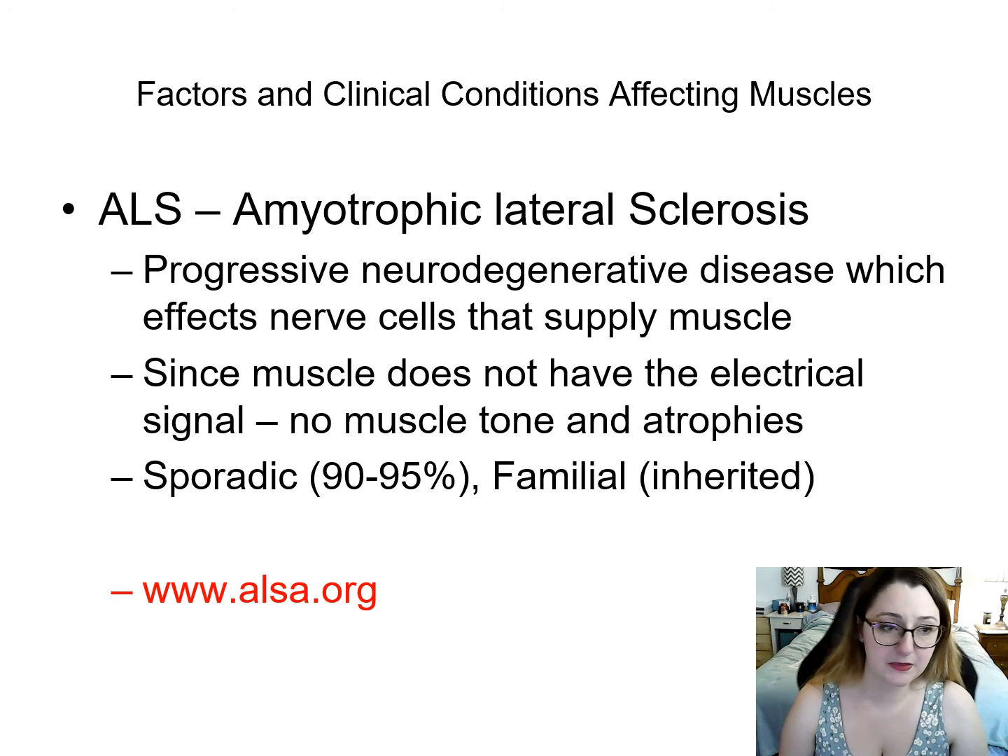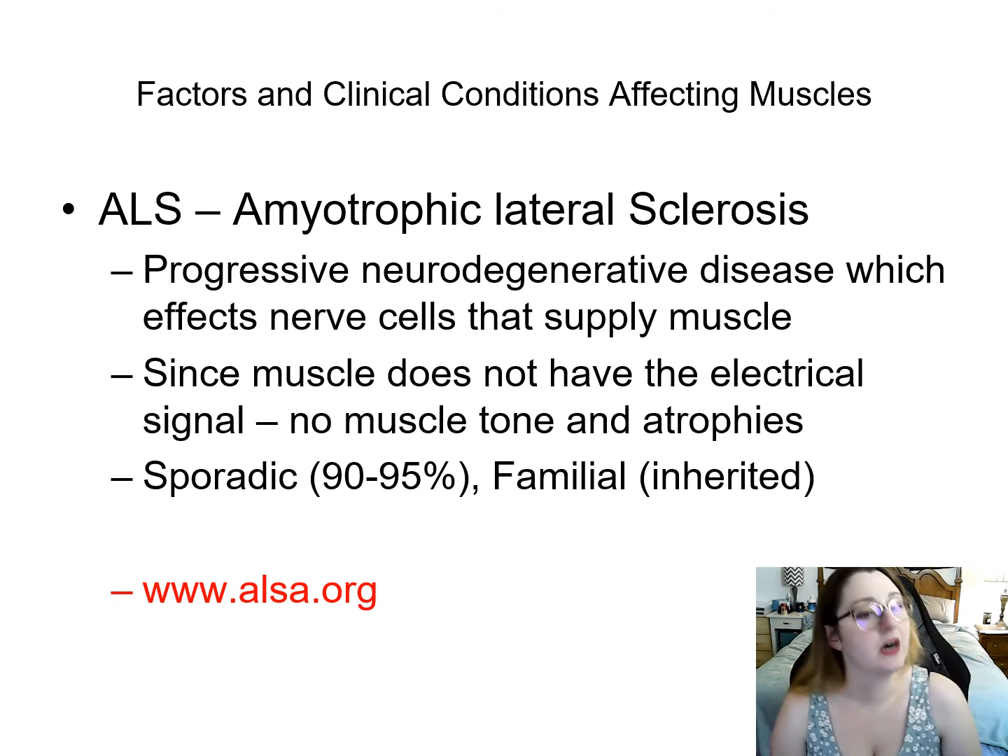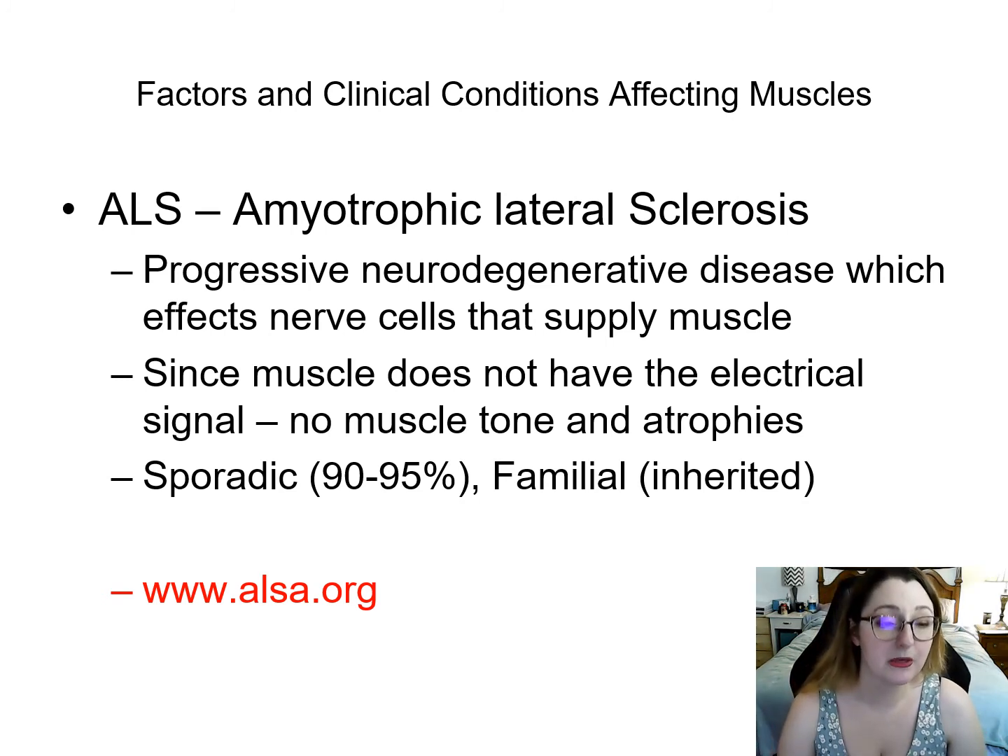And then I believe last but not least we have ALS, which is amyotrophic lateral sclerosis, and this is a progressive neurodegenerative disease which affects nerve cells that supply muscles. And since muscle does not have the electrical signal, you can't maintain muscle tone, and that muscle will start to atrophy. Remember I said at the beginning of this lecture that as long as you're alive, you have muscle tone.